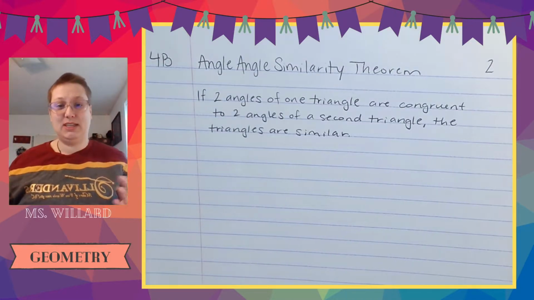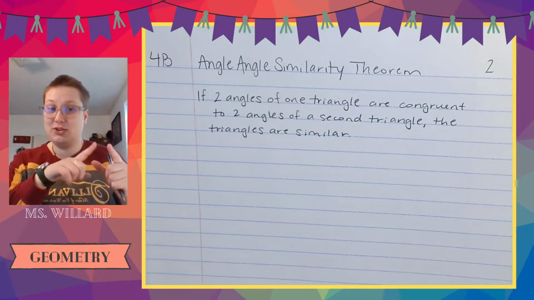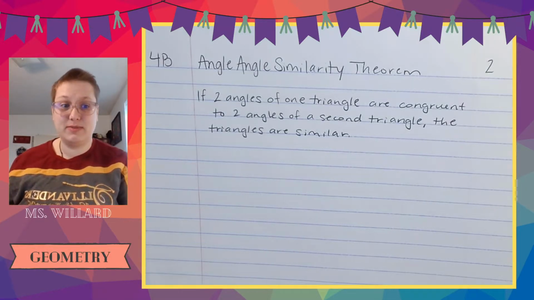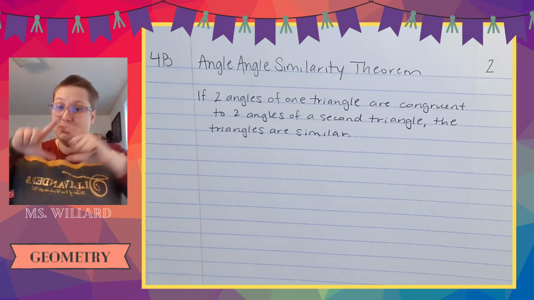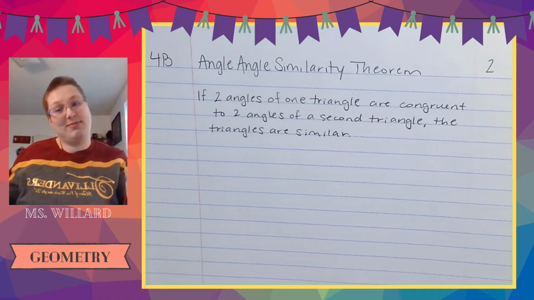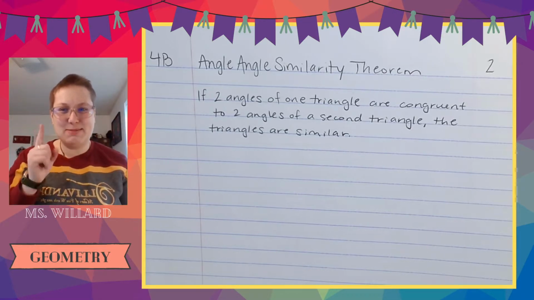The angle-angle similarity theorem says that if two angles of one triangle are congruent to two angles of another triangle, then the triangles are similar. And similar, again, means the same in shape, but not necessarily in size. So I could have a small triangle and a big triangle, but if those angles match, they're similar. Why does the third angle not matter? You can think about that for just a second.